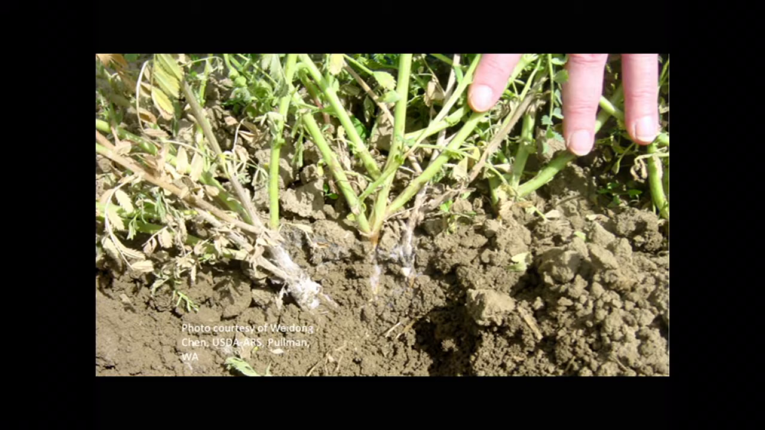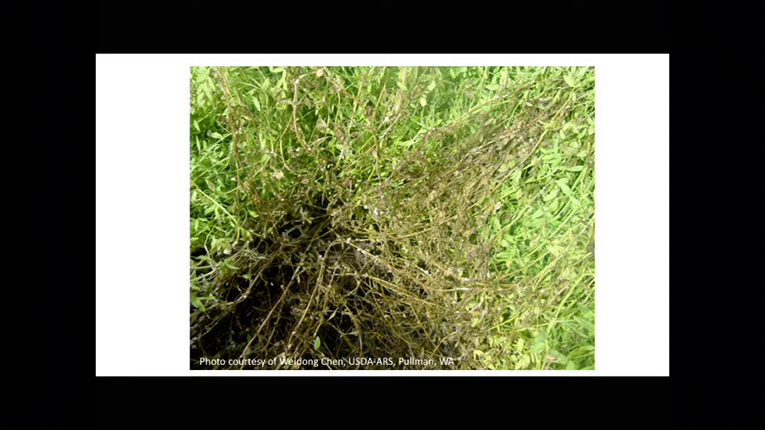This is a look at it in chickpea, with a photo courtesy of Dr. Weidong Chen. Here we have infected chickpea, and you can see the white mold pathogen is growing in the soil and has infected the chickpeas at the base and is now starting to move up and colonize the entire stem. This is going to kill and girdle the chickpea at the base and is killing these plants. This is a look at lentil.